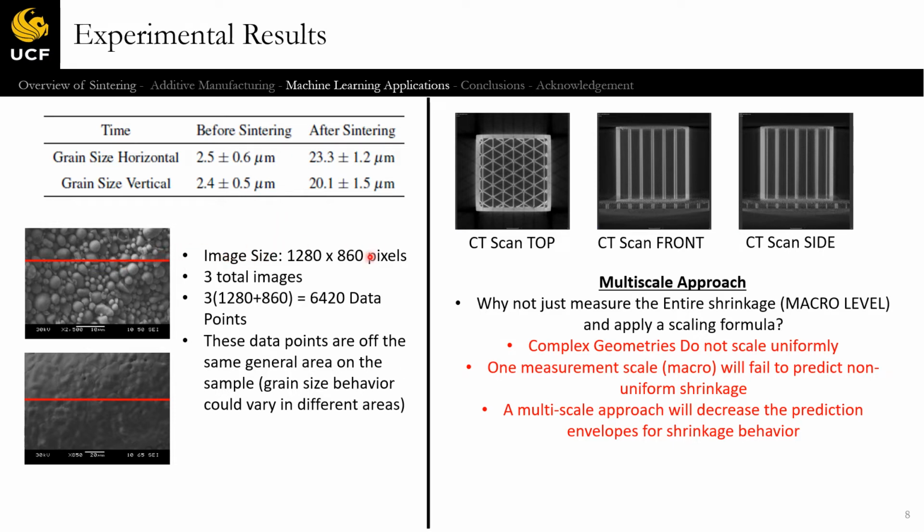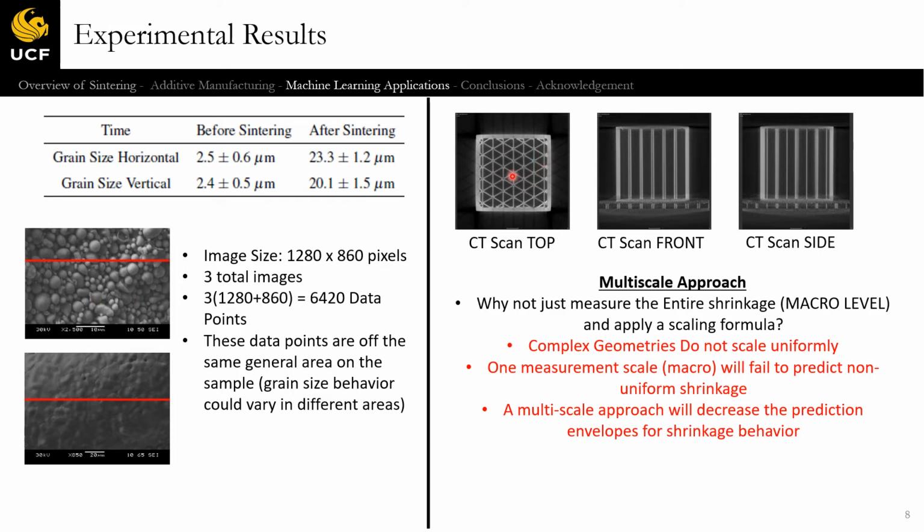And the total number of data points was 6,420, and that is because for each image we can take a grain size measurement at each line, each pixel line. So if it's 1280 by 860 pixels, 3 total images before and after, then that's how many measurements you would get. These data points are in the same general area, so it could vary if the geometry was more unique, but in this case it was just a fully filled cube.